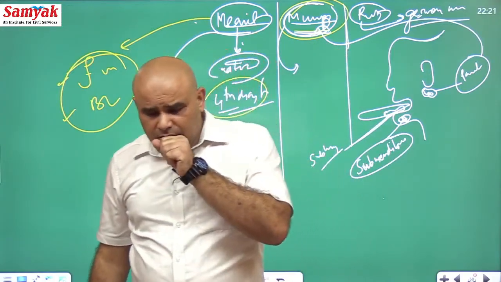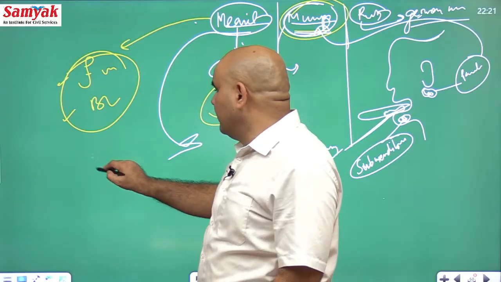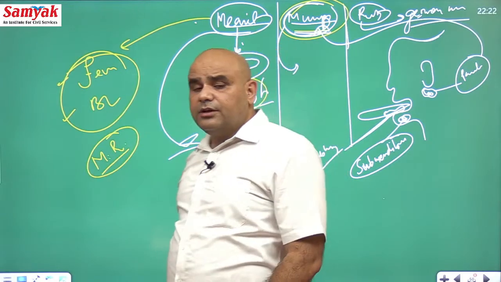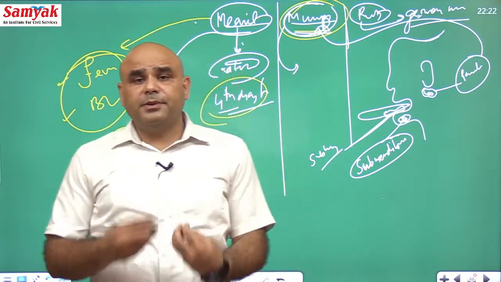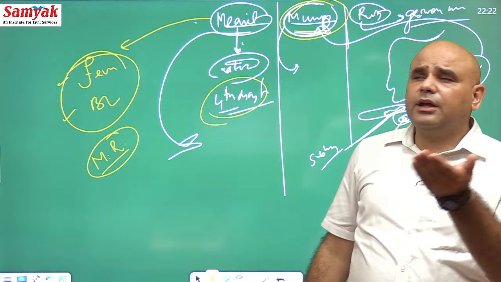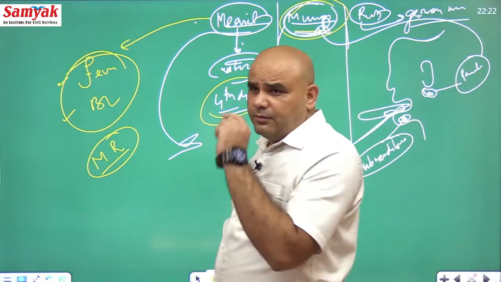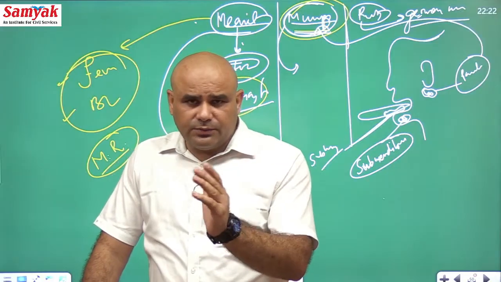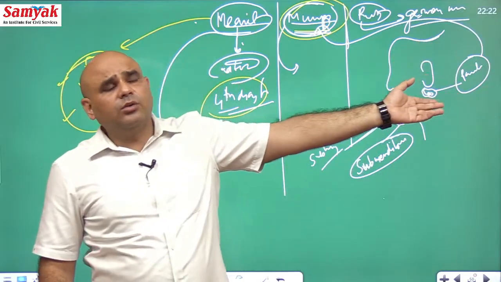Then they can ask you about the vaccine. So remember, in India the MR vaccine is given to prevent the spread of measles and rubella. It is given at 9 months of age, and the second dose is around 18 months of age.